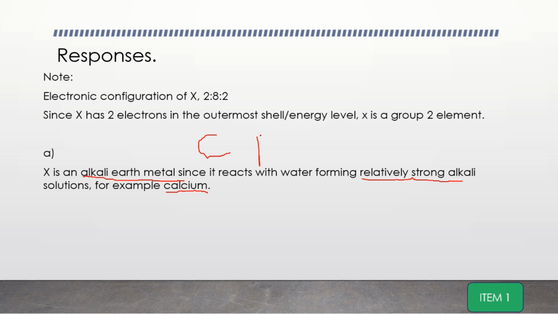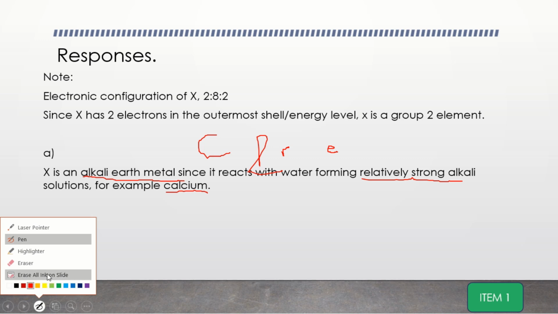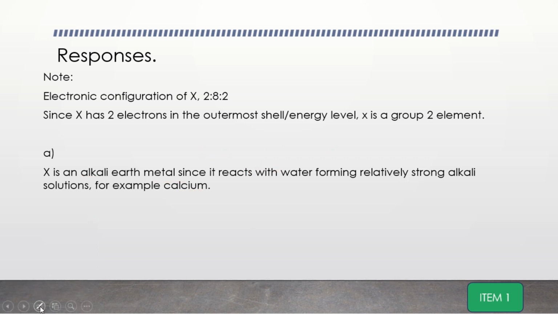You have to give the reason as to why you have given this category, and lastly you must give an example. That is, if you want to get all the scores on this item. Now we can still have another way of giving the nature. So we have given one, that X is an alkaline earth metal. Basing on the word alkaline, that's why we have said it reacts with water, forming alkaline solutions.